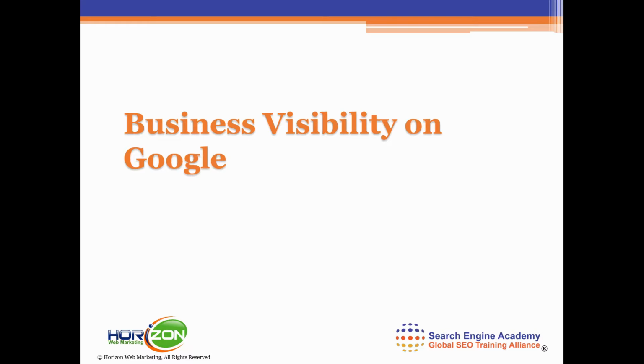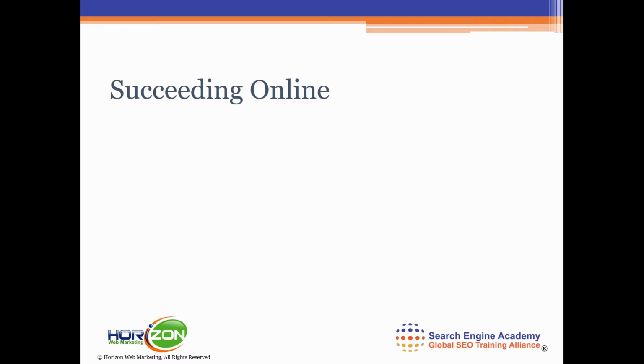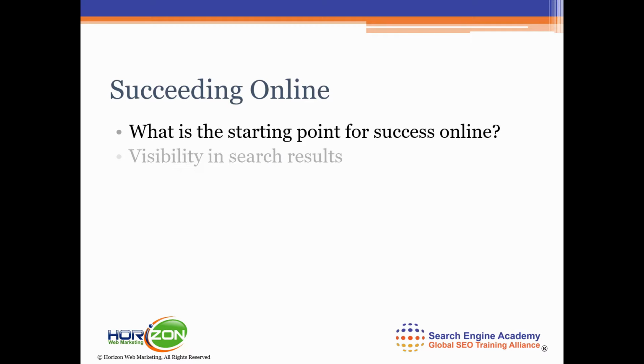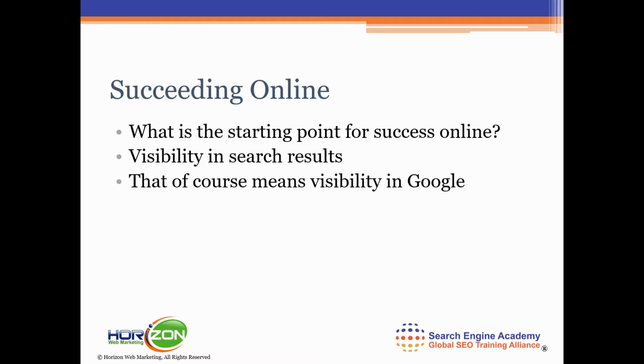Let's talk a little bit about business visibility on Google, which is of course the whole point, because in order to succeed online, the starting point is being visible in search results. And we know this is the terrain that we are given. People searching for business solutions are going, in most cases, to Google, sometimes to other search engines, but Google still holds an absolutely dominant position. About 90% of searches are conducted on Google. So we need some visibility for our businesses in those search results.